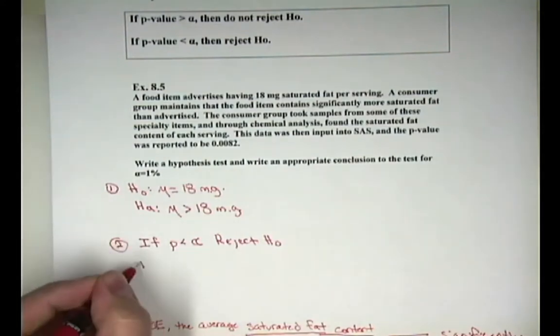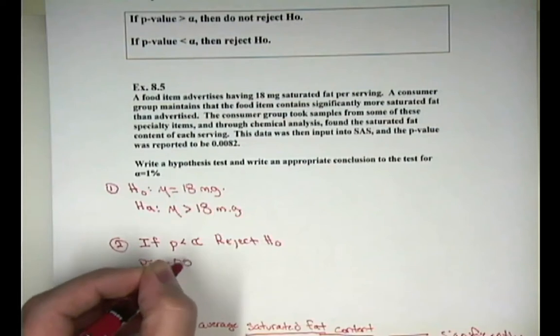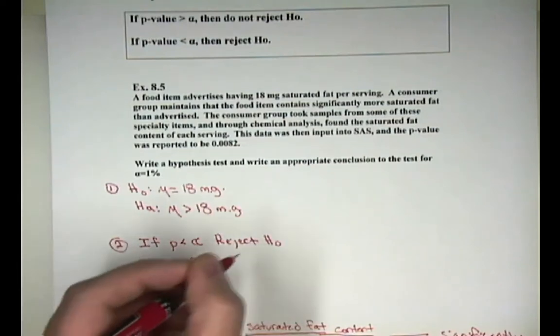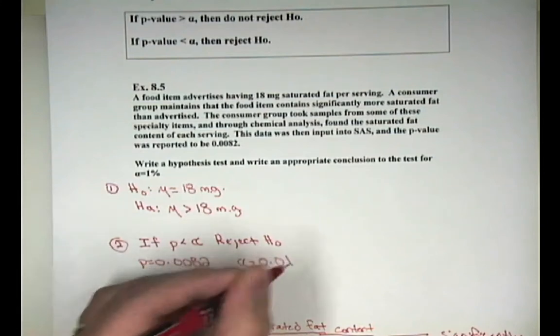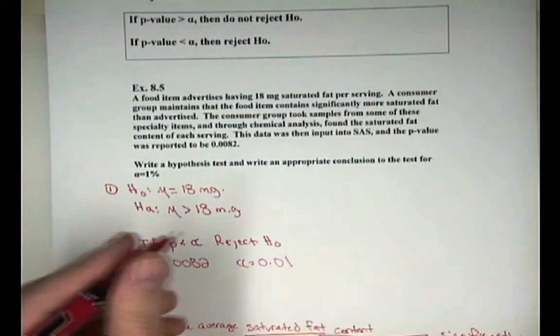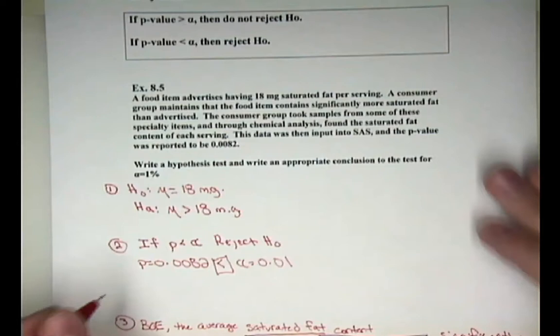So let's write down the p-value. From the paragraph, it was reported to us as 0.0082. And let's write down our alpha in decimal form, 1%. And now let's compare them. Is p less than alpha or greater than alpha? P is actually less than alpha. So we are going to reject H0.